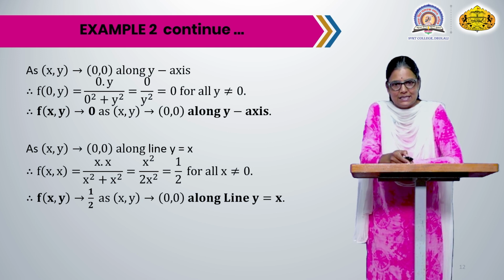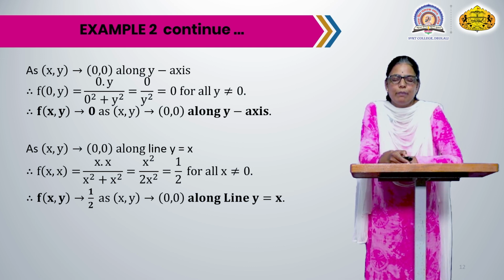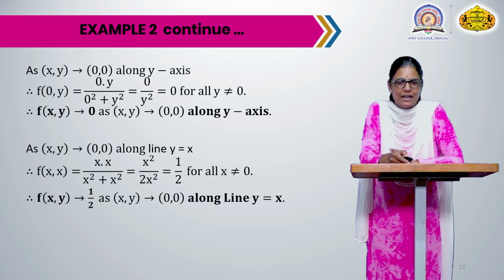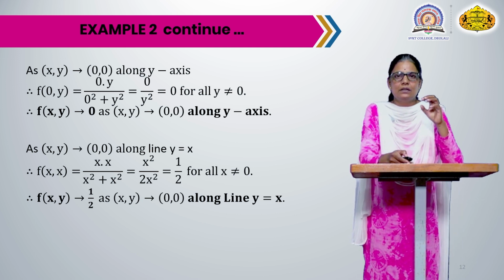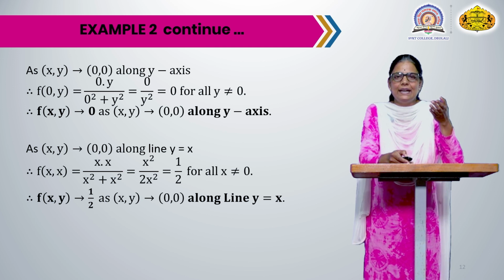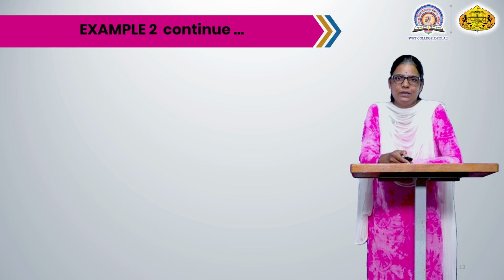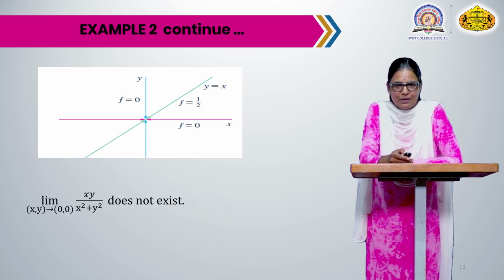So we say that f of (x, y) tends to half as (x, y) approaches (0, 0) along the line y equals x. So now here, along two different paths, along the x-axis or y-axis, the limit is 0, and along the line y equals x the limit is half. Since the limits half and 0 are different values, along different paths we obtain different limits, and so in this case we say that the limit does not exist.